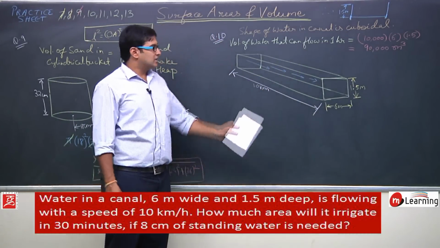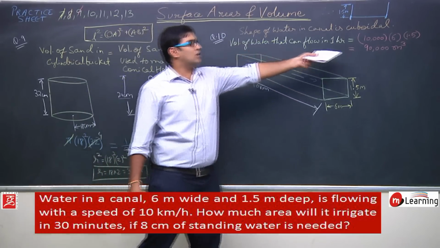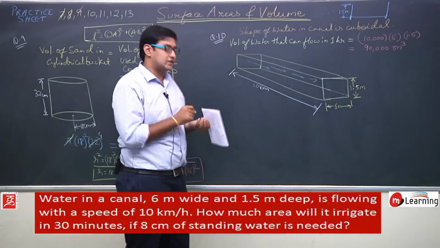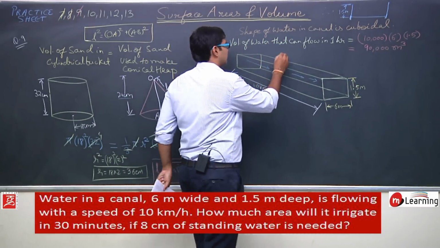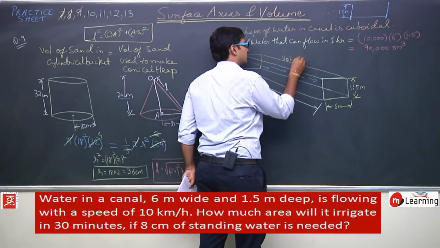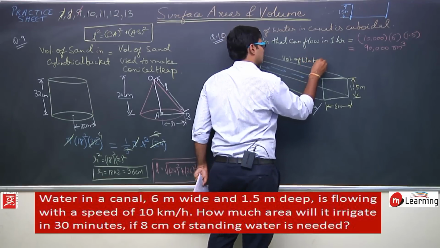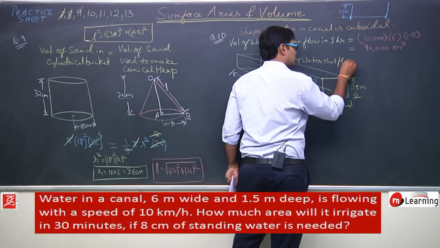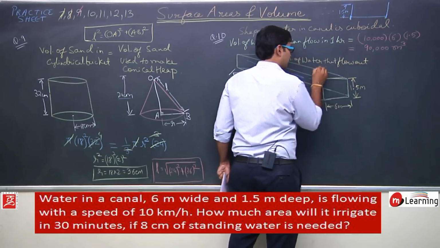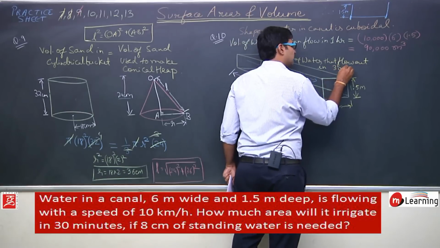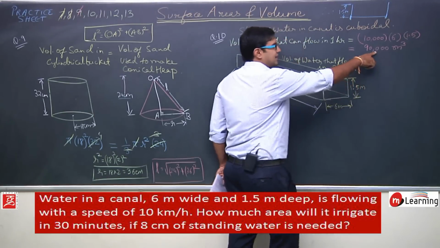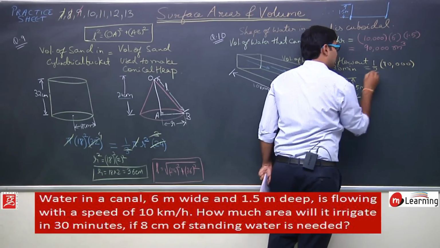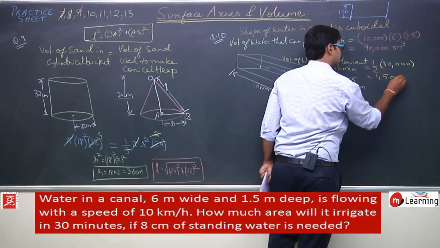So if in 1 hour this much water can flow out of this canal, then how much water will flow out in 30 minutes? The volume of water that flows out in 30 minutes from this canal is exactly half of this volume. So this is 90,000, and half of this is 45,000 meter cube.